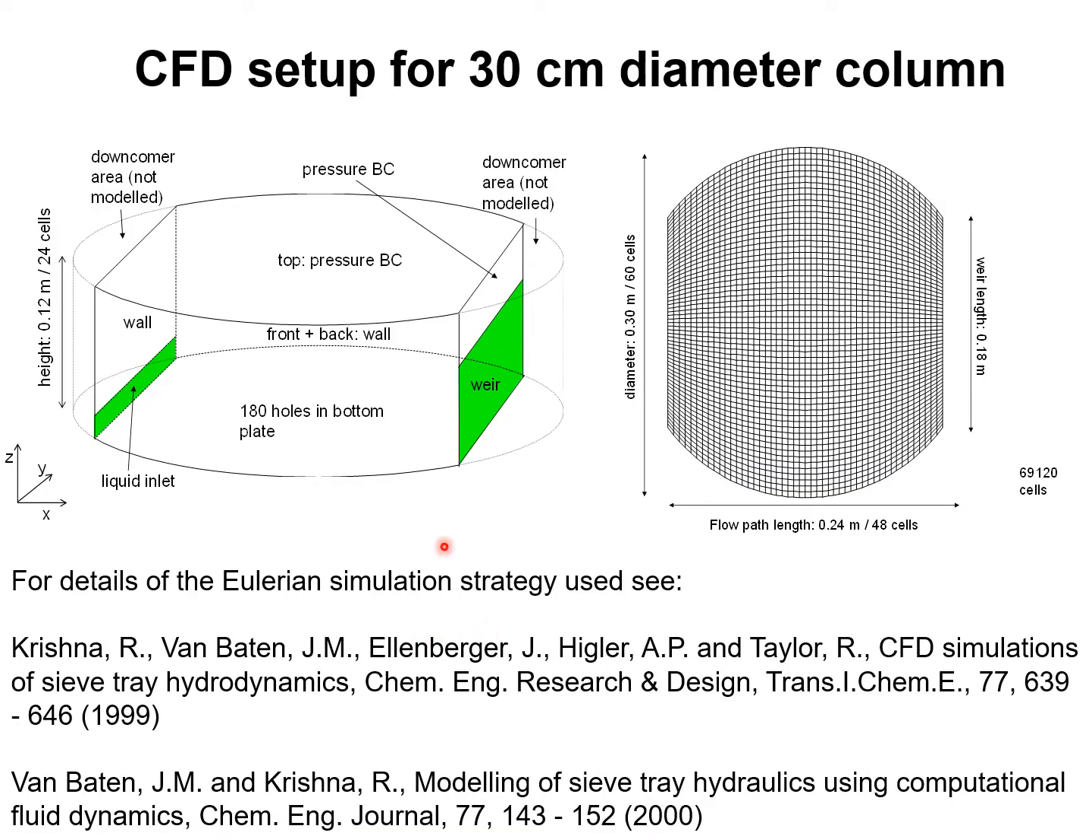We turn to a fully three-dimensional CFD simulation of gas-liquid flow on a sieve tray. Liquid flows across the tray of diameter 30 centimeters, and the vapor is injected at the bottom through 180 holes, and the vapor traverses upwards through the liquid phase.